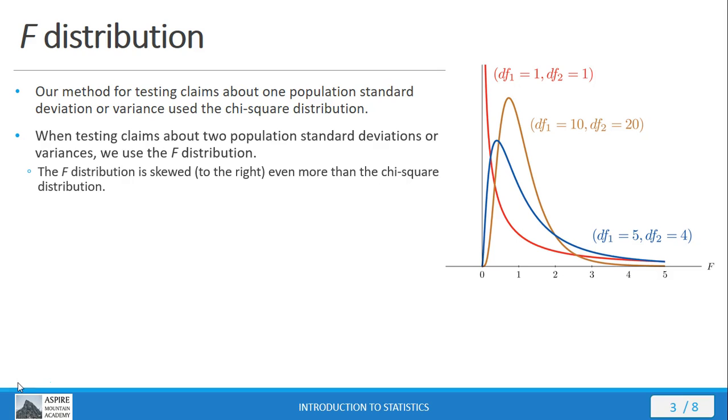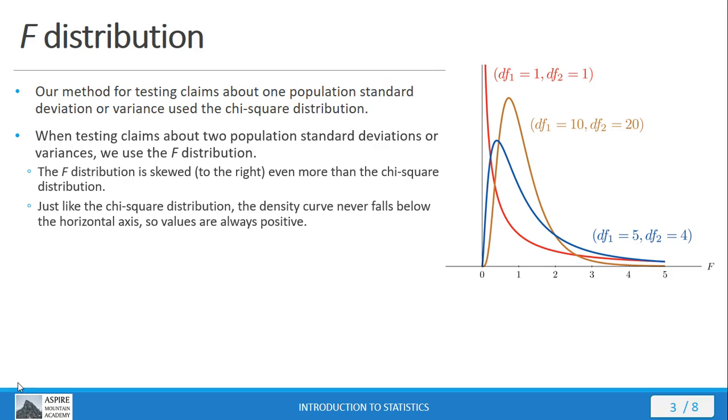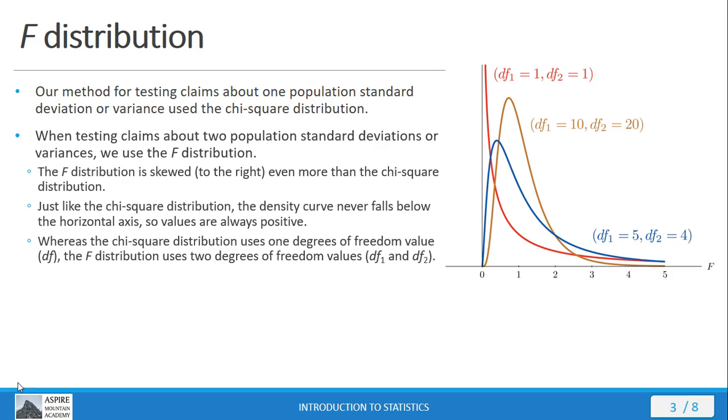So because of this extra degree of freedom variable, the F distribution is skewed even more than the chi-square distribution is. Okay, the density curve will never fall below the horizontal axis. Values are always positive, so it has that in common with the chi-square distribution. But as I just mentioned, the F distribution uses 2 degrees of freedom values. So there's df1 and there's df2. And each of these degrees of freedom come from the different samples that you're taking to represent your two populations. So df1 is going to be the degrees of freedom in the first sample. df2 will be degrees of freedom in the second sample.